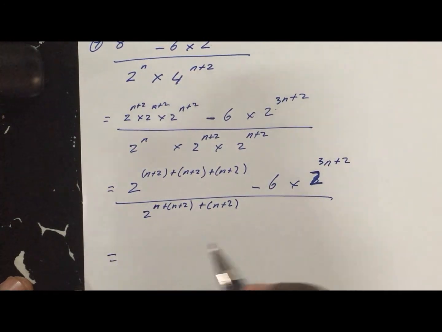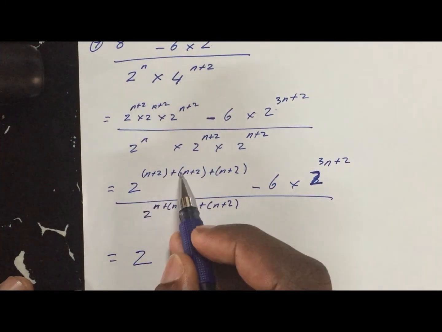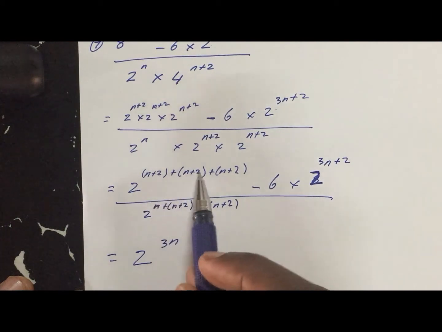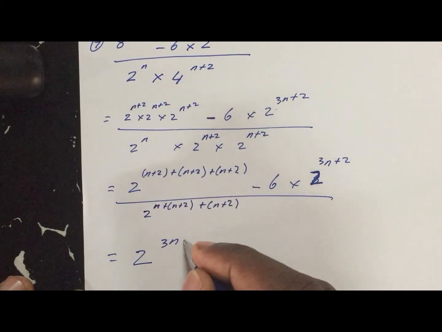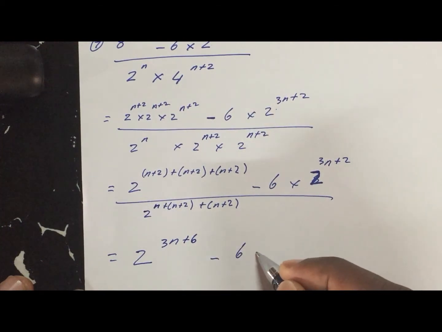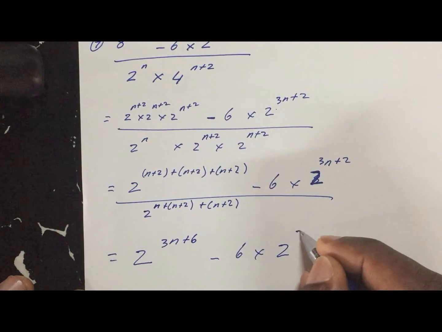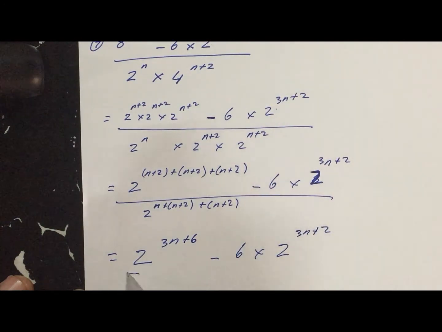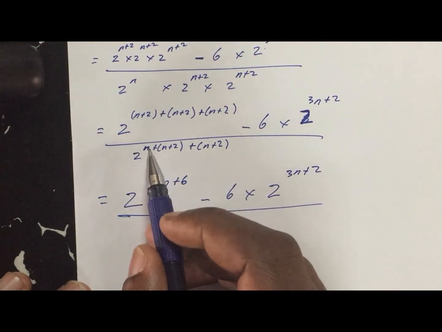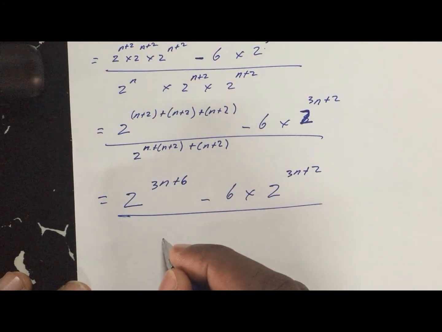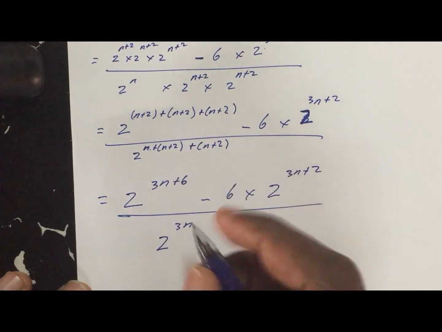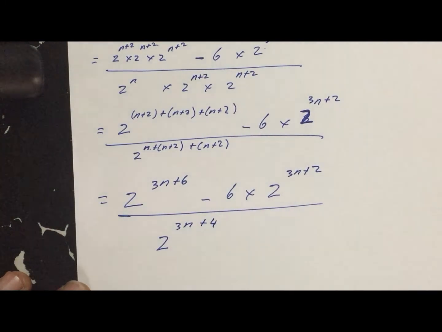Okay, then what do we get next? We have 2, 1, 2, 3n. So we have 3n. And then we have 2 plus 2 plus 2 gives you 6, plus 6, minus 6 times 2 to the 3n plus 2. Alright. The denominator will give us 1n, 2n, 3n. So you have 2 to the 3n plus 2, 4 plus 4.